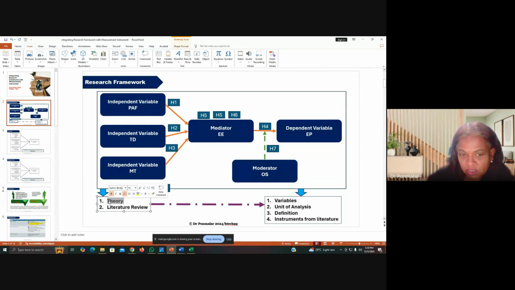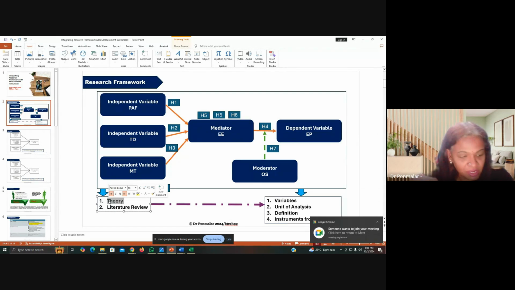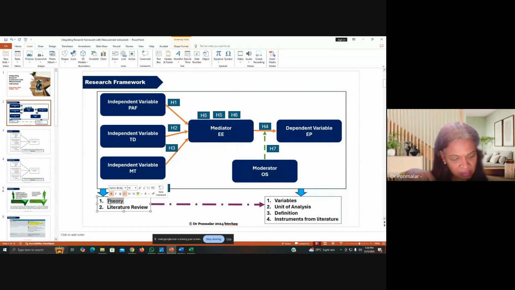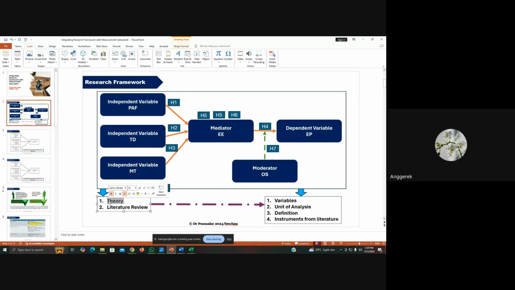Ada berapa jenis teori? Siapa boleh jawab? How many types of theory do I usually divide into when we are doing a framework? Two. Theory with variable and without variable. Yes, good.